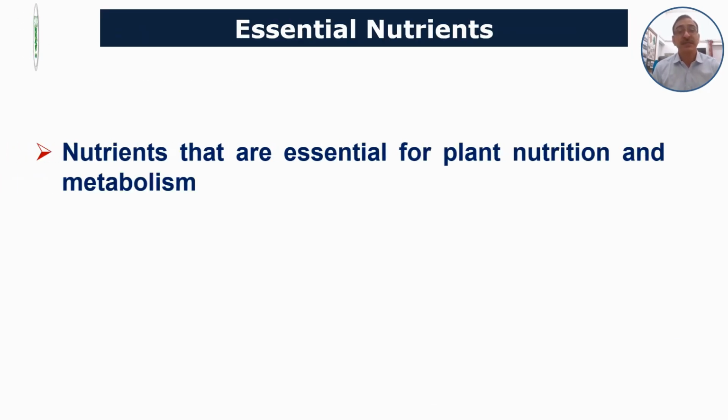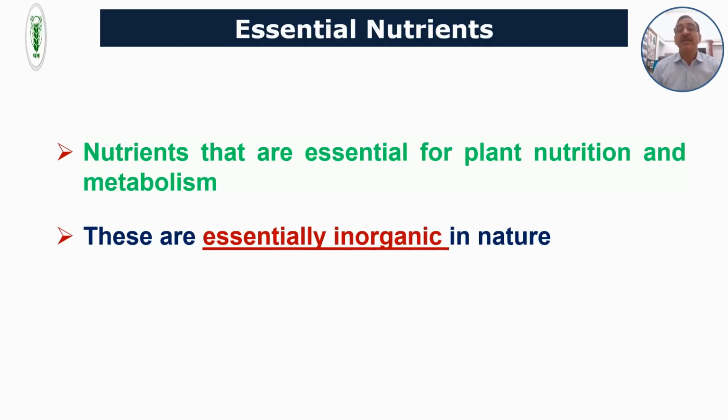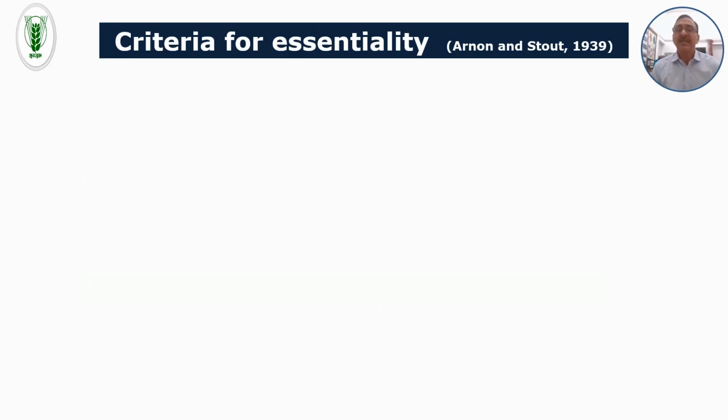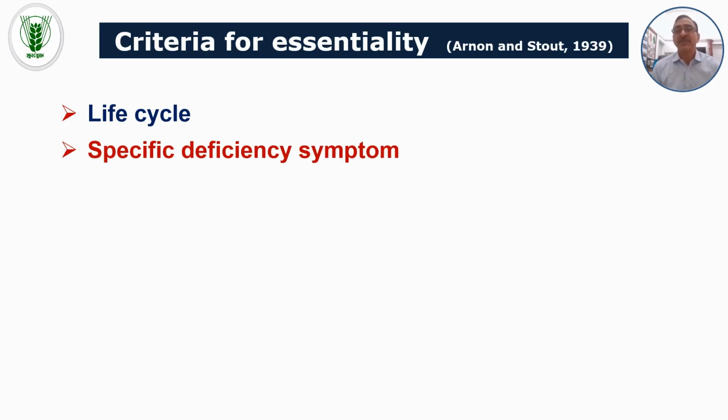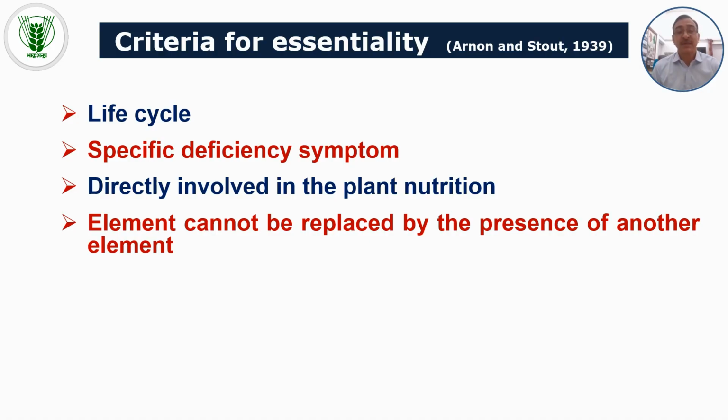When we talk of the essential nutrients, they play a very essential role in plant nutrition and metabolism. And these nutrients are essentially inorganic. Unlike humans, who need inorganic and organic both, plants generally require inorganic nutrients. And there is a certain criteria for the essentiality of a nutrient in the plant. Arnon and Stout gave a criteria that any nutrient which affects the life cycle of a crop is essential for its plant growth.